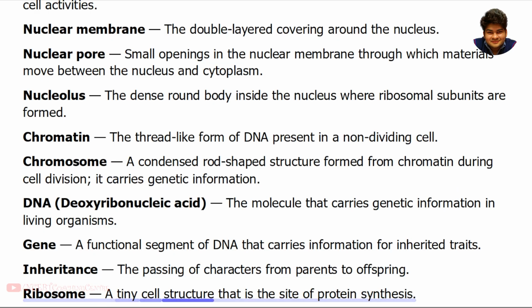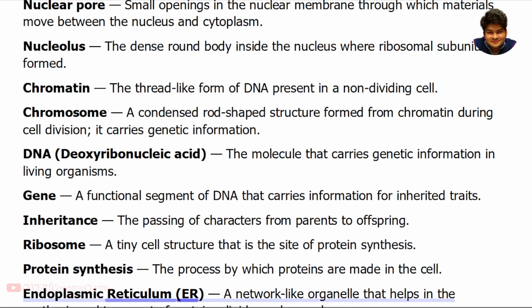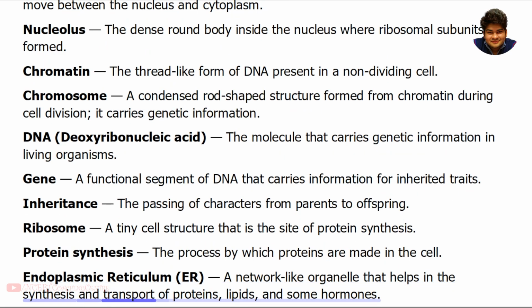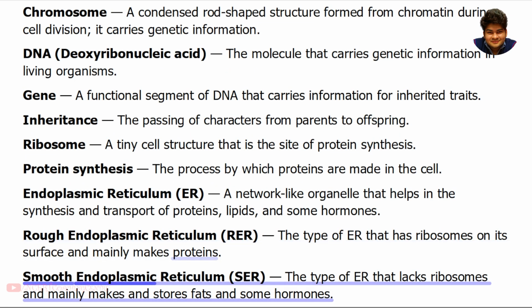Ribosome, a tiny cell structure that is the site of protein synthesis. Protein synthesis, the process by which proteins are made in the cell. Endoplasmic reticulum, ER, a network-like organelle that helps in the synthesis and transport of proteins, lipids, and some hormones. Rough endoplasmic reticulum, RER, the type of ER that has ribosomes on its surface and mainly makes proteins. Smooth endoplasmic reticulum, SER, the type of ER that lacks ribosomes and mainly makes and stores fats and some hormones.